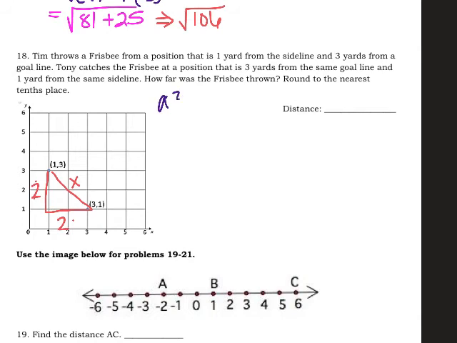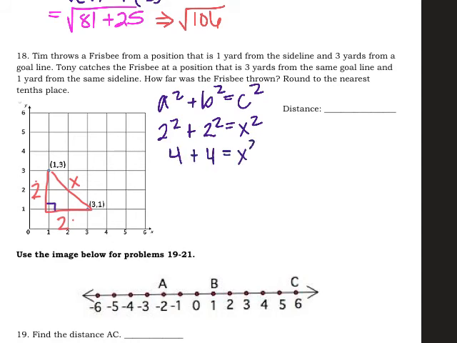Okay. So which one's missing, A, B, or C? C. Good. So 2 squared plus 2 squared equals x squared. 2 times 2 is 4. And what's 4 plus 4? 8. And then let's take the square root of 8. And what do we get?